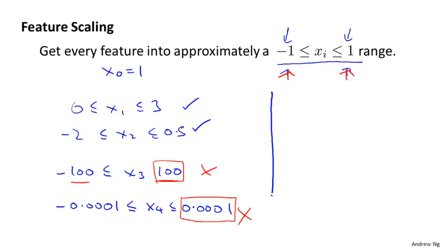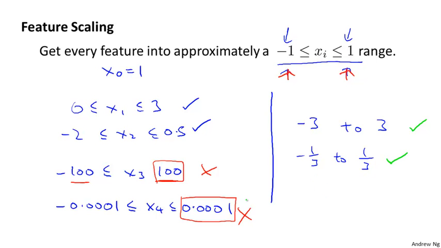Different people have different rules of thumb, but the one that I use is that if a feature takes on a range of values from, say, -3 to +3, I usually think that should be just fine. But maybe if it takes on much larger values than +3 or -3, I might start to worry. And if it takes on values from, say, -1/3 to 1/3, I think that's fine too. Or 0 to 1/3, or -1/3 to 0.